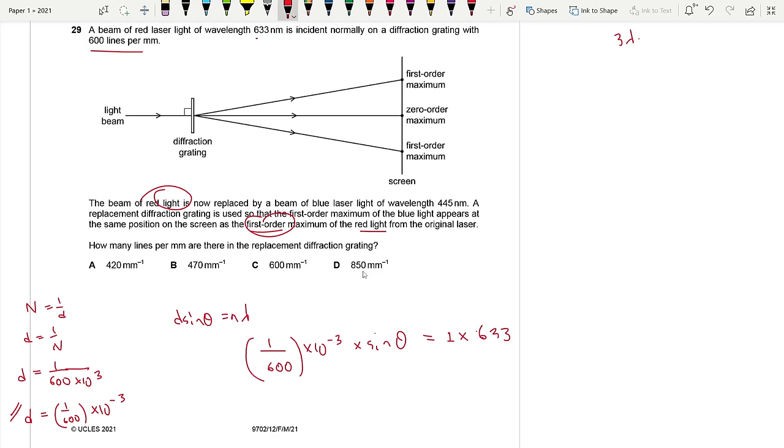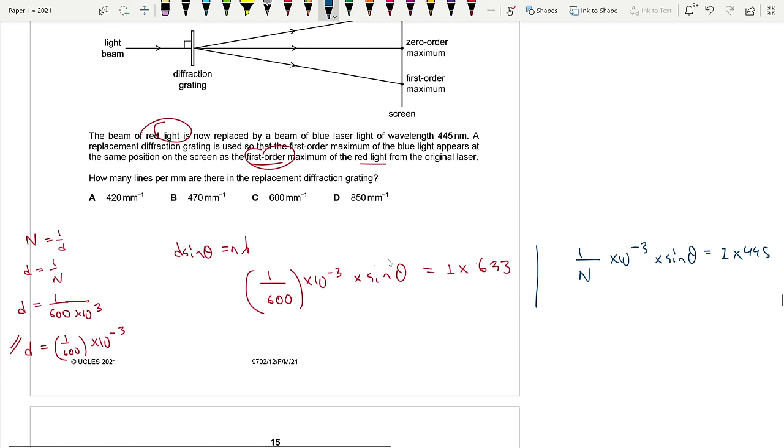633. Now it's replaced by blue light. So how many lines do we need? So 1 by n into 10 to the power minus 3 into sine theta is equal to 1 into 445. Okay, so sine theta is a constant actually. So we can write sine theta is equal to 633 into 600, divided by this 10 to the power minus 3, or after reciprocal it's actually into 10 to the power 3 over here.